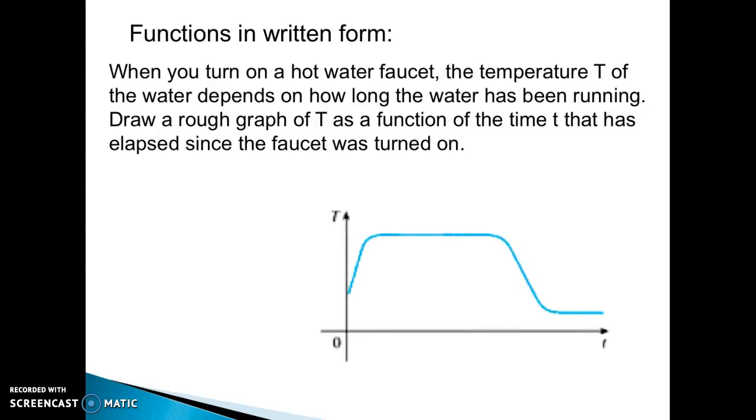All right, let's look at this function. We know that once I start here, my water temperature can go up to a certain amount, right? Because our hot water heater can only heat to a certain temperature. And then after a while, hot water will run out and the water will get back down to regular room temperature once again. So this would be a function.